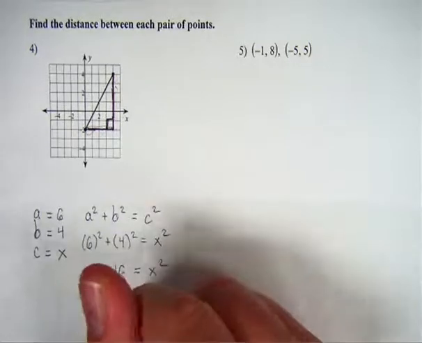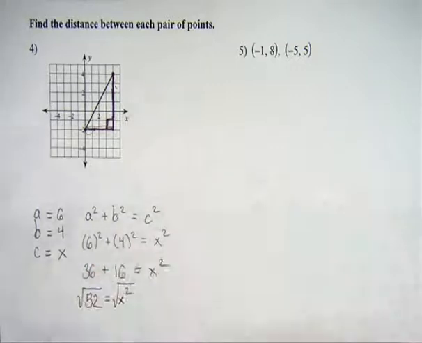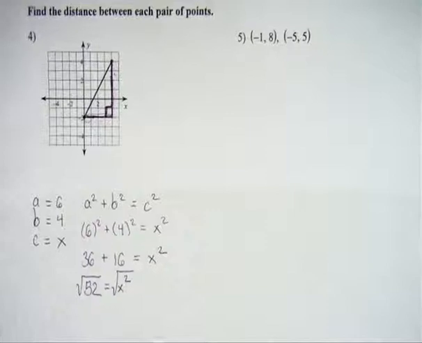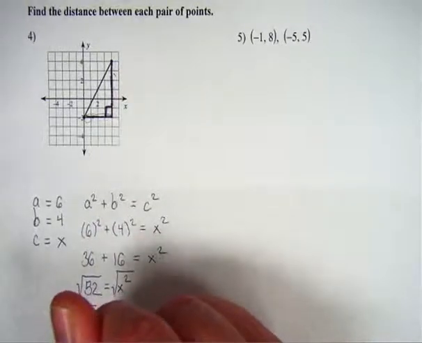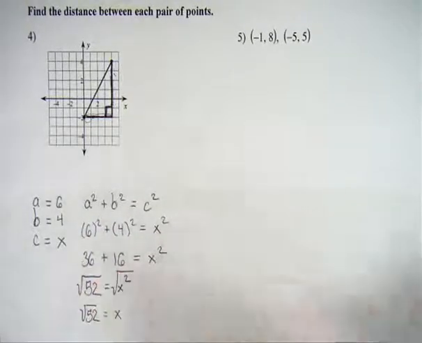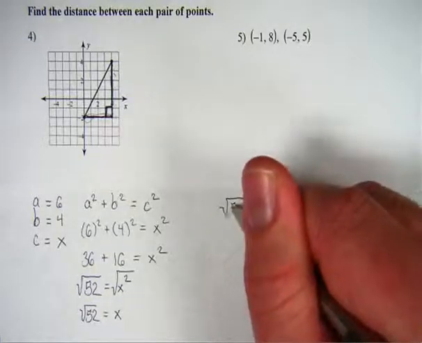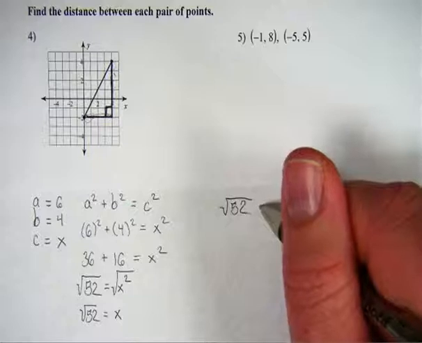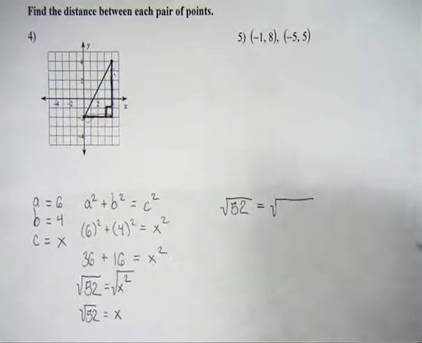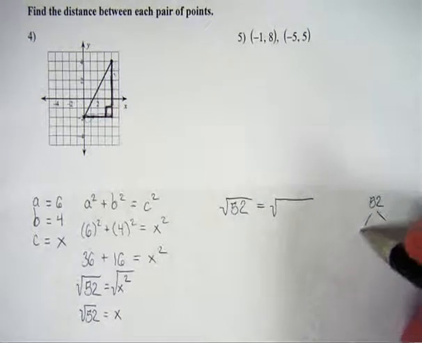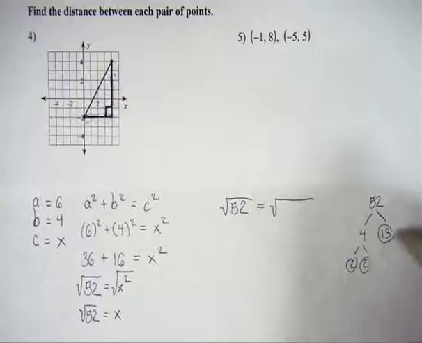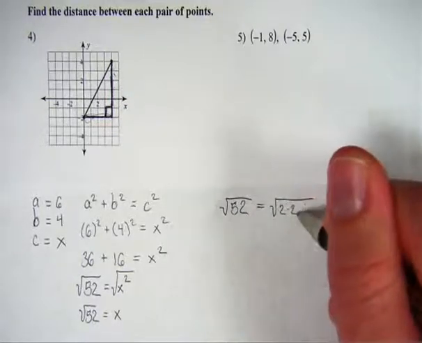So just as before, I've got to simplify the square root of 52. Let me slide this up here so we've got some room. So I know that x is equal to the square root of 52. Now I'm going to take that and simplify just as I did before. So I need a factor tree for 52. And I can tell you that 52 is 4 times 13. 4 is 2 times 2. 13 happens to be prime.